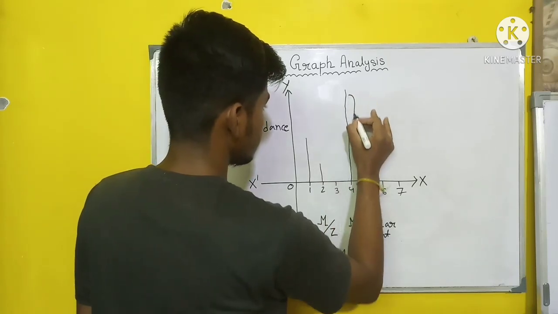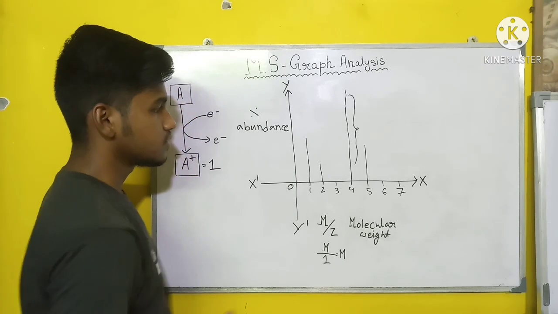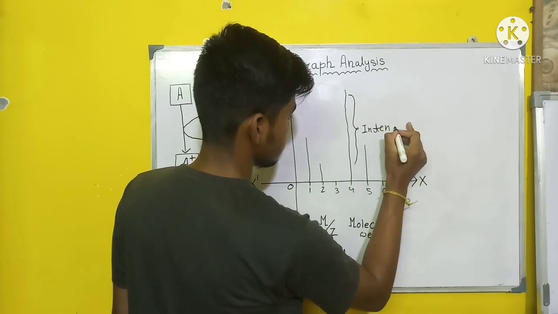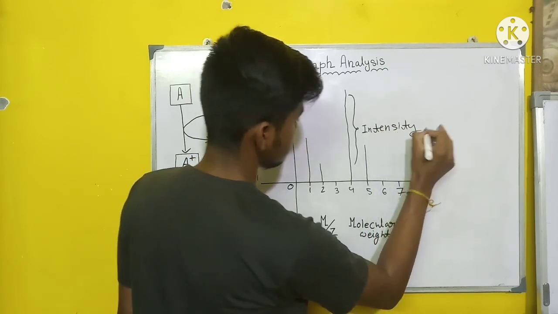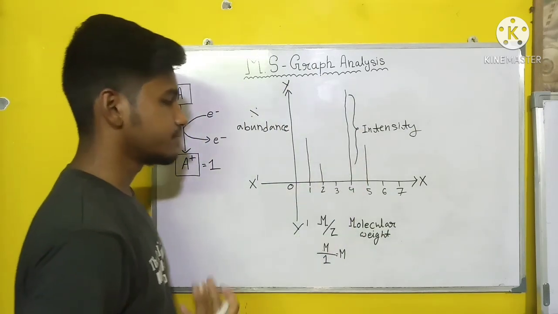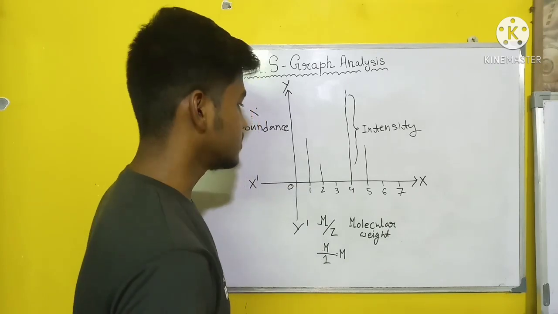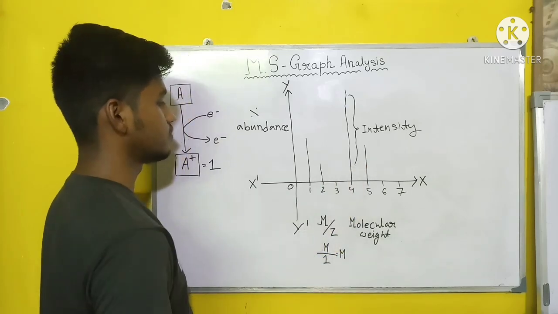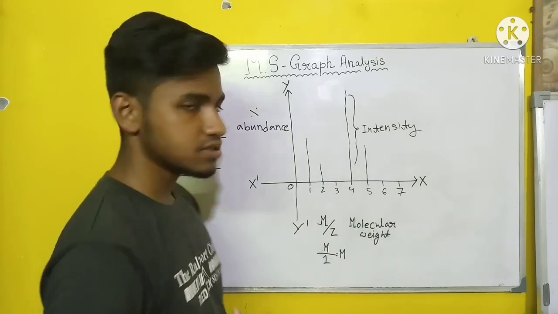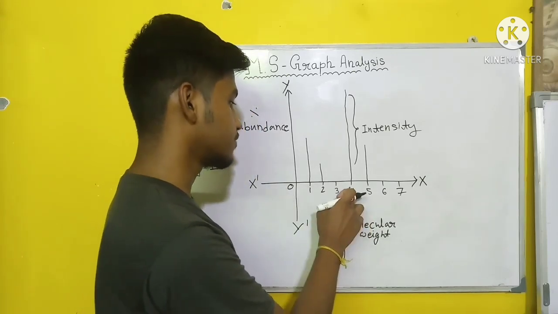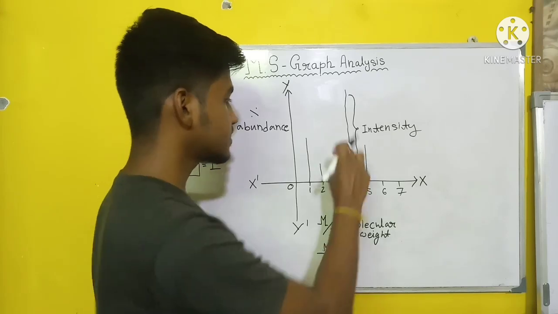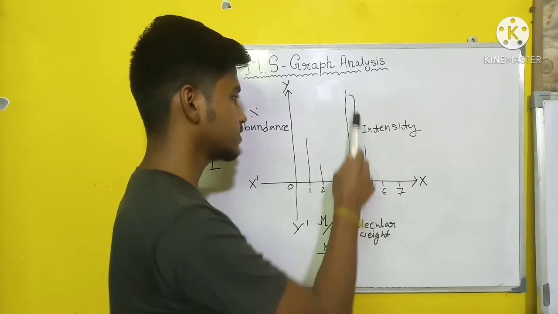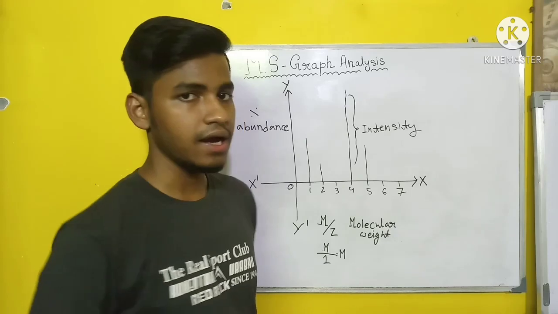So basically, the peak of those lines depicts the intensity of the sample. That means this sample is present in higher amount. This sample is present in lowest amount. Maybe this sample has a much higher molecular weight than the other sample, but this sample is present in the highest amount. That's why the peak of this line is highest.